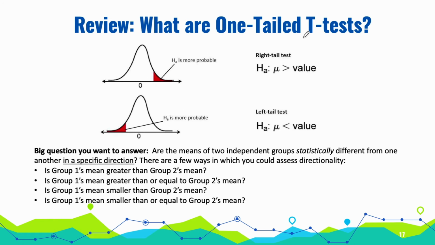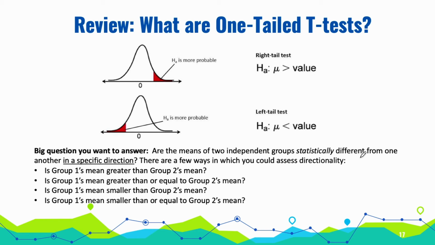Now let's review. What are one-tailed t-tests? We have the same assumptions for this test as we do for our two-tailed t-tests. However, we have a different question we want to answer. Are the means of two independent groups statistically different from one another in a specific direction?